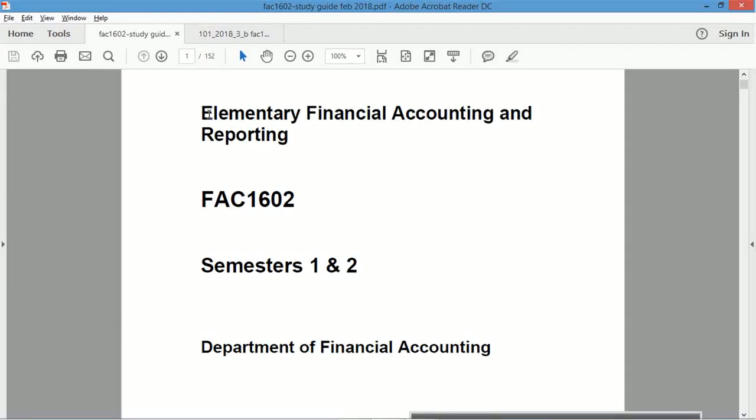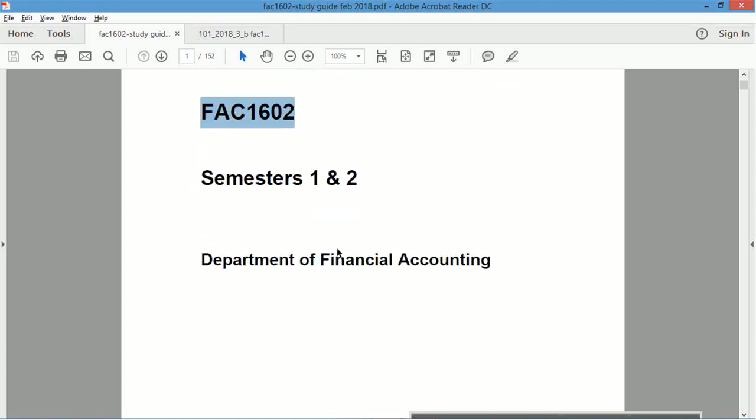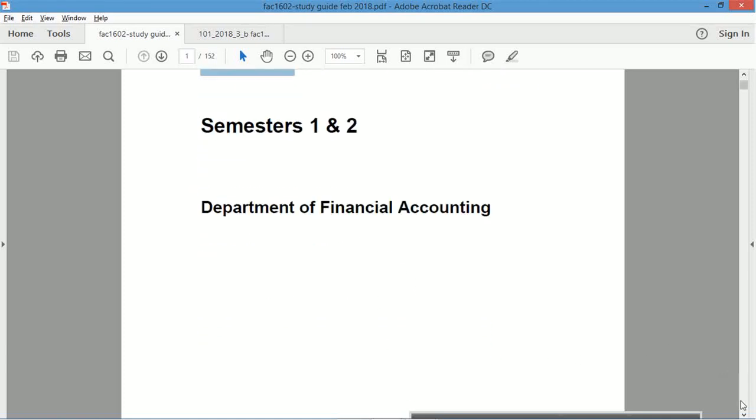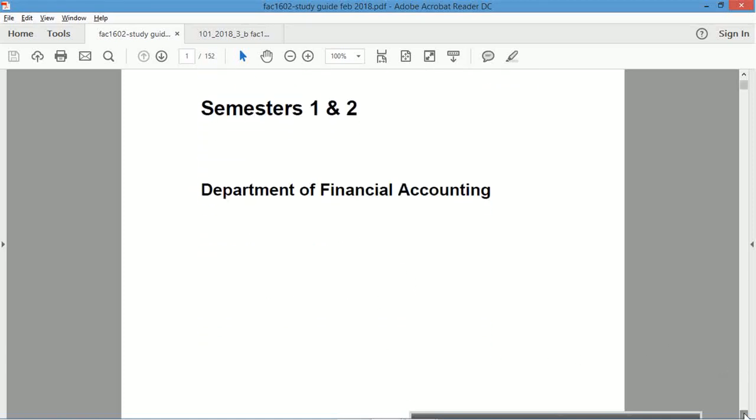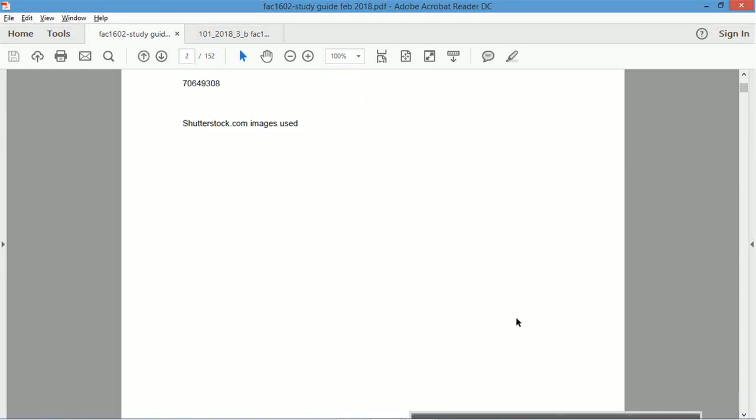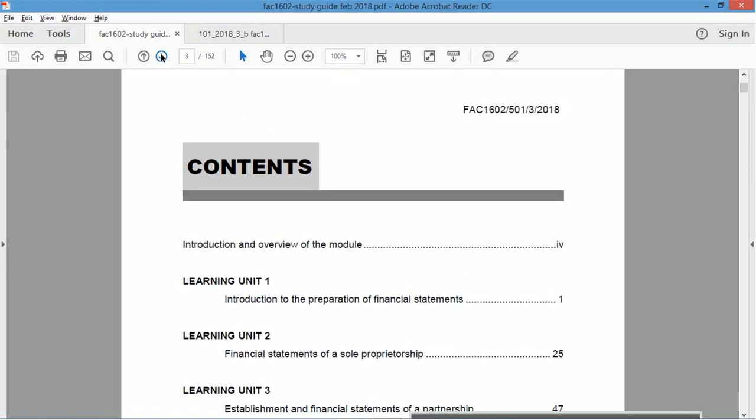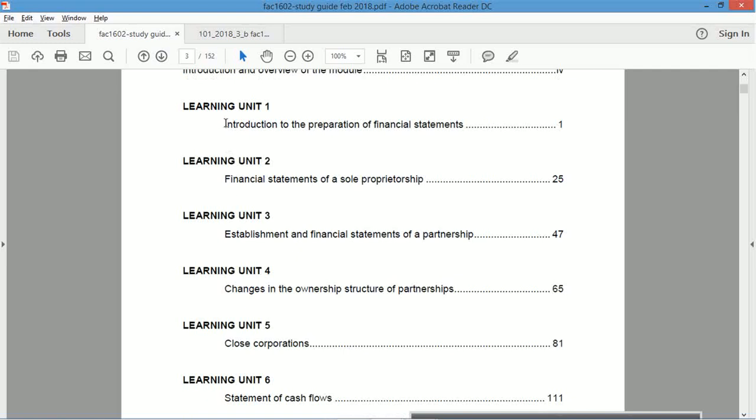So in terms of what we need to look at today, I'm going to look at the material because we've covered all the basics in the notes. Now we need to look at the detail regarding this particular module, which is the 1602. You can see here in the contents page, Learning Unit 1, Intro, Preparation of Financial Statements, which we've actually done already. That's like IFRS, the rules, the conceptual framework. This is what we need to focus on in terms of disclosure.